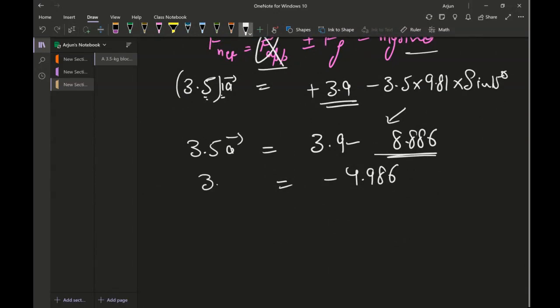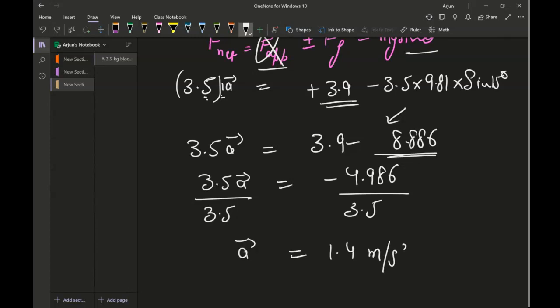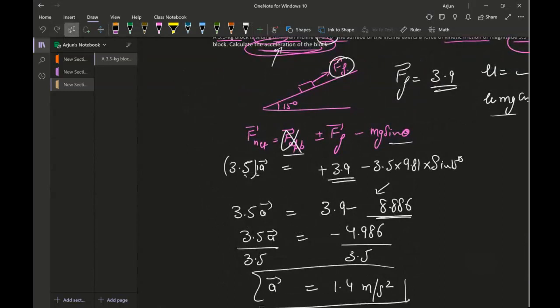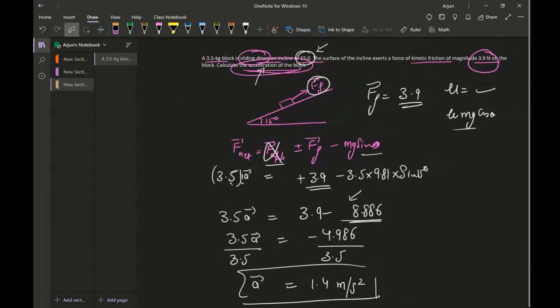3.5a and 3.5a, and dividing both sides by 3.5, we will get the final number. So this number divided by 3.5 is 1.4 approximately. So acceleration comes out to be 1.4 meters per second squared. I guess this gives you a brief idea how you can approach force questions with reference to the inclined plane.